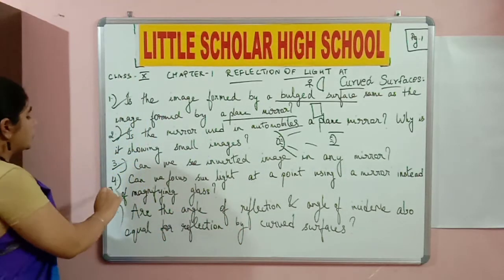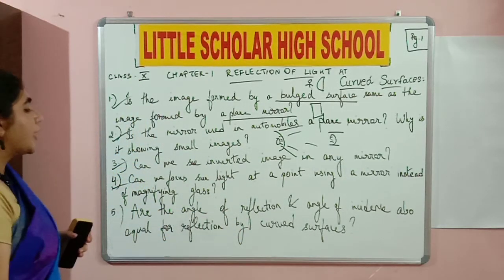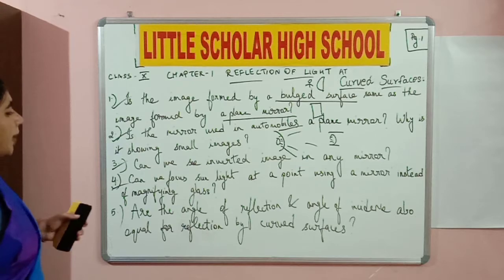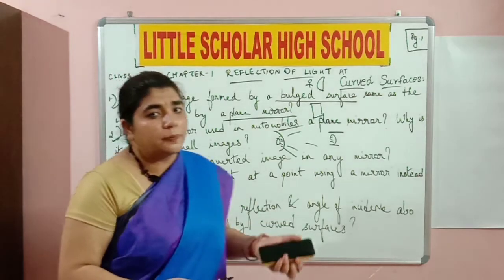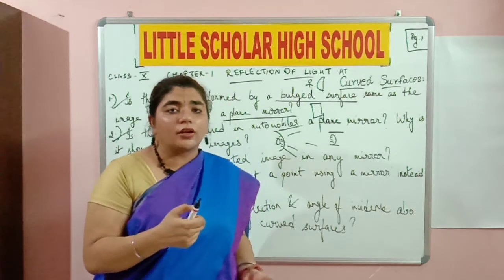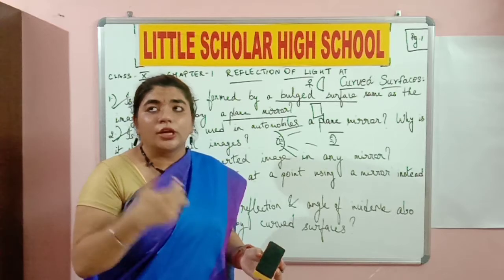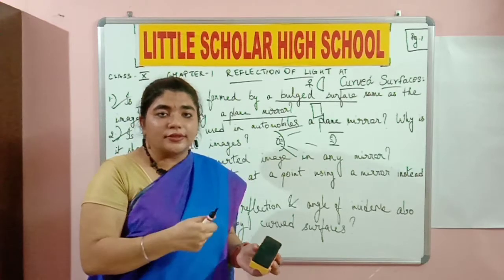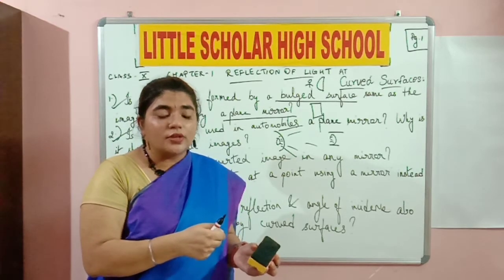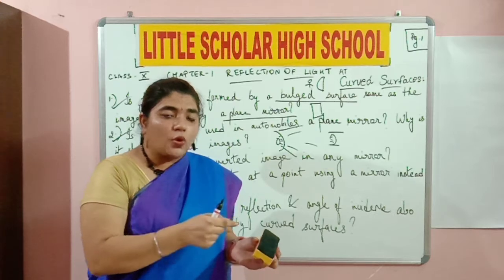Now coming to question number 4, can we focus sunlight at a point using a mirror instead of a magnifying glass? Of course, you can also burn the paper. If you're holding a magnifying glass and you're placing the paper in front of it, if the sun rays are at a certain point, while adjusting the magnifying glass, you can focus the light on the paper.